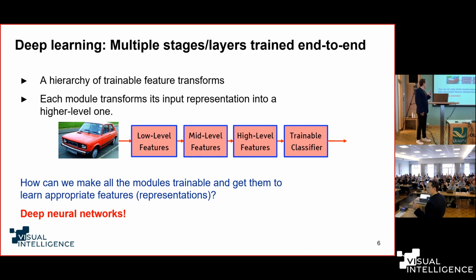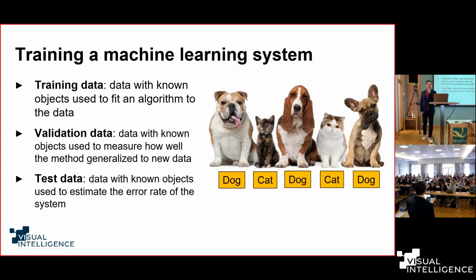Okay, so the talk will be about how we can design this network to do that. In order to do so, we have data. Data is essential in every machine learning system. We have training data, for which we know labels or objects, used to train the algorithm. Validation data, with which we measure the performance of the algorithm during the training. And then finally, we have some test data that we can use to assess the overall error rate after we are done.